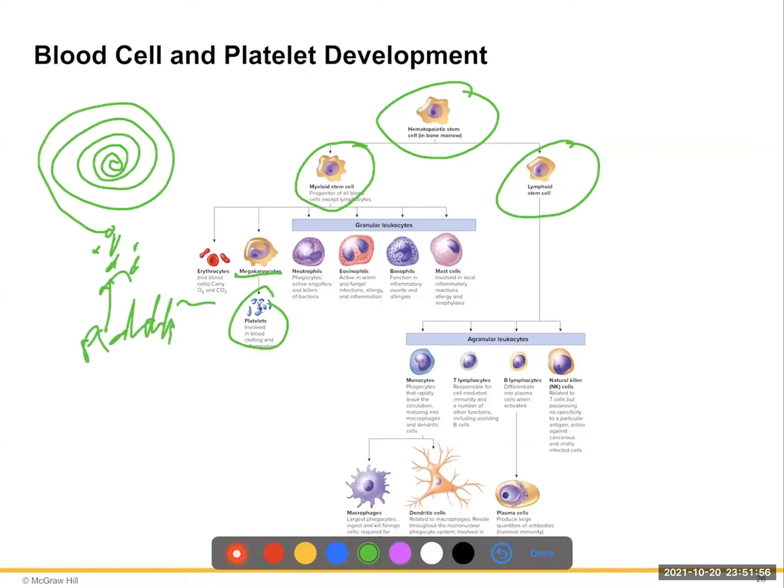And then from the myeloid stem cells, you also get the granular leukocytes. There are 4 granular leukocytes. Here's your neutrophils, eosinophils, basophils, and mast cells. The mast cells, these guys are what's responsible for your allergies. Those are the ones that trigger your allergic responses.